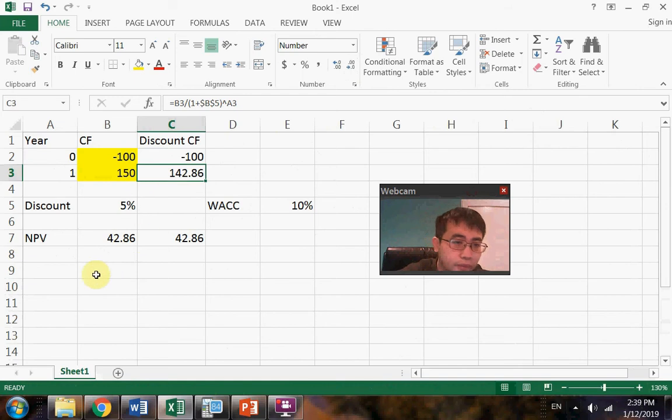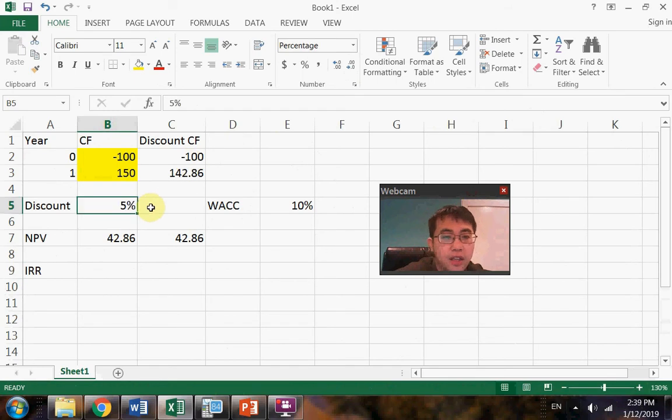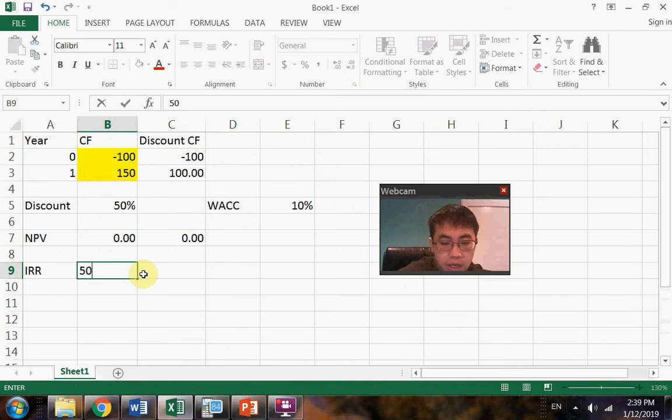So internal rate of return basically is the discount rate that would force your NPV to be 0. And in this particular case, 50% would be my internal rate of return, because at the 50% discount rate, my NPV is forced to 0. I reach break even. So 50% is the answer.